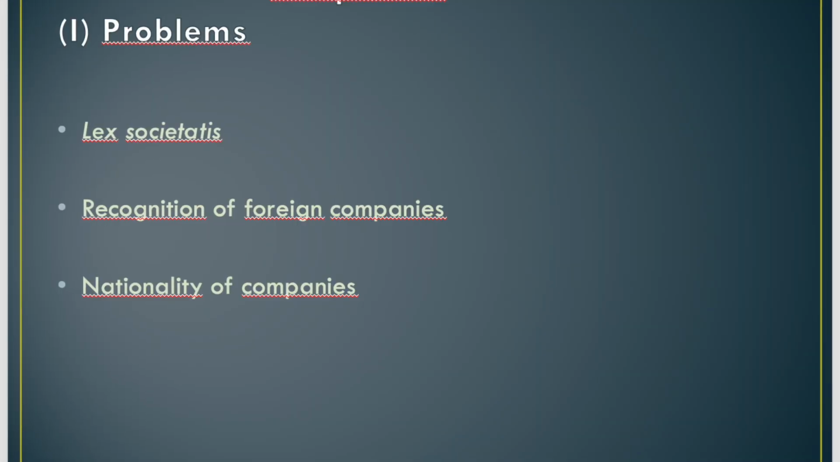And this difference between real seat theory and incorporation theory is related with the recognition of foreign companies. Remember, the first problem we are going to deal in international company law, recognition of foreign companies. According with recognition of foreign companies, we have countries following the real seat theory and countries following the incorporation theory, and the difference between these two kinds of countries is that in countries following the real seat theory, companies incorporated in a country different than the country of the real seat of the company are not going to be recognized, and following the incorporation theory, any company incorporated legally in one country is going to be recognized. But the differences between incorporation theory and real seat theory are not limited to the recognition of foreign companies.